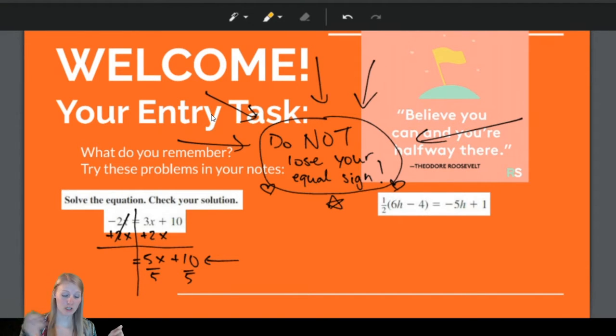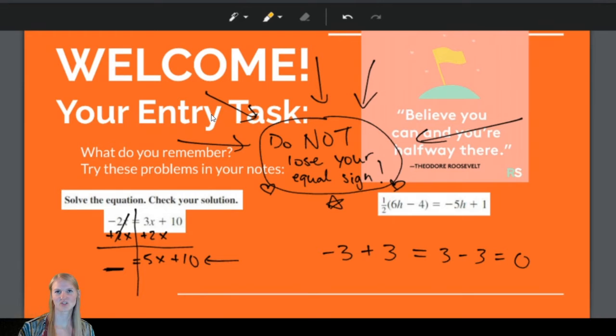Okay, so we know not to lose our equal sign, but what does happen over here? What is on this side of the equal sign? And remember that you cannot divide both sides by 5, so we're just erasing that because you can't do that. So what is on this side of the equal sign? Negative 2x plus 2x. That's like if I have negative 3 plus 3, what is that equal to? Well, let's see. Negative 3 plus 3, that's the same thing as 3 minus 3. And 3 minus 3, that's 0. So negative 3 plus 3 is 0. So if I have negative 2x plus 2x, that's 0.